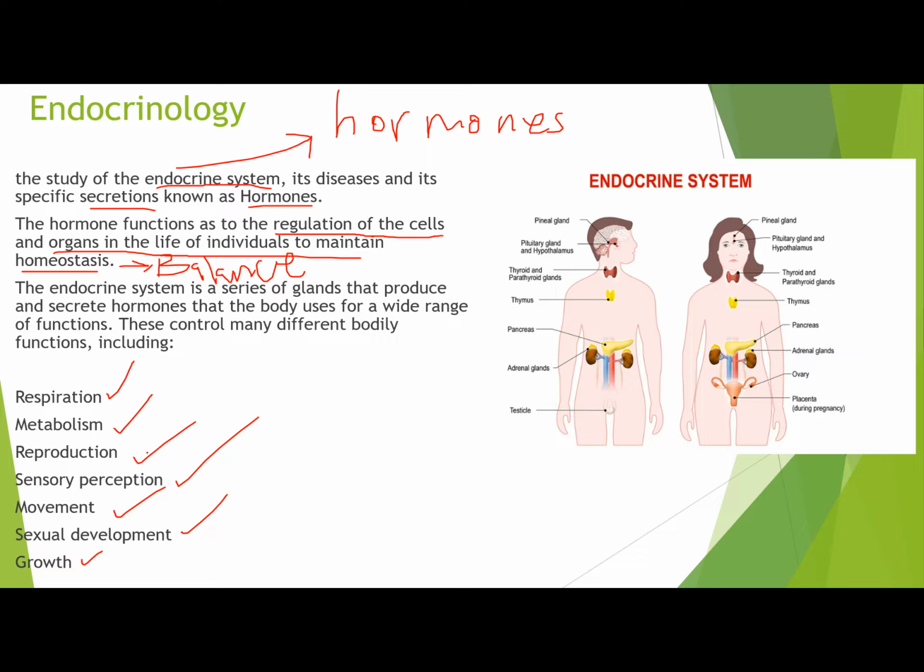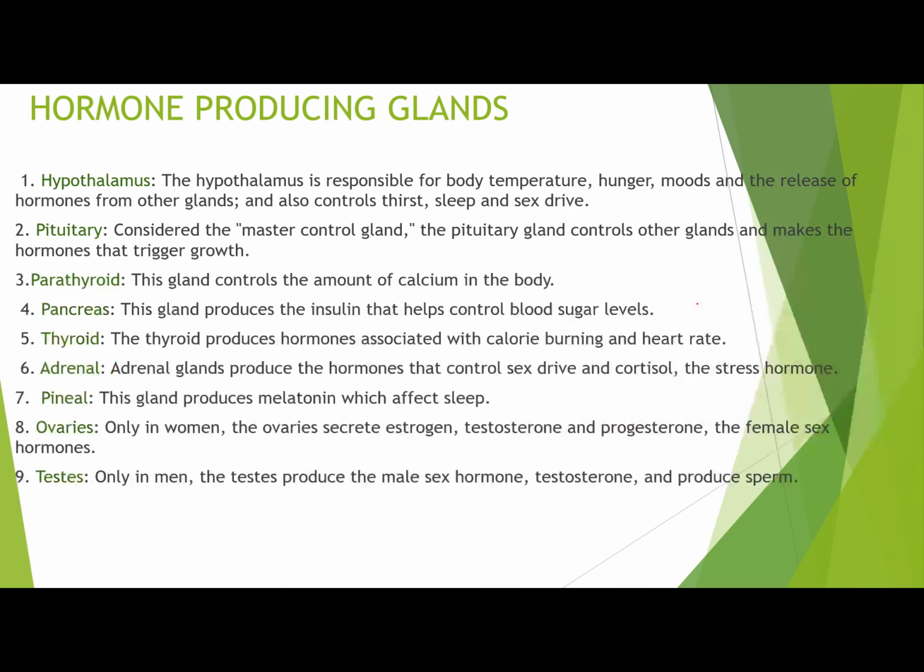Now, on the right side, you would see the different organs from the pineal gland, the pituitary, the thymus, the pancreas, and even up to the testicles for the male. For the female, there's the ovary and the placenta. So, we will tackle most of them. Now let's start with the overview of the different hormone producing glands, class.